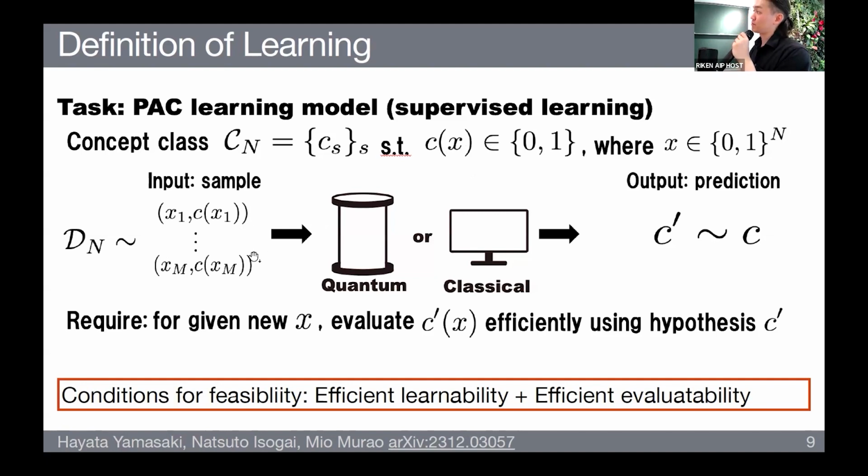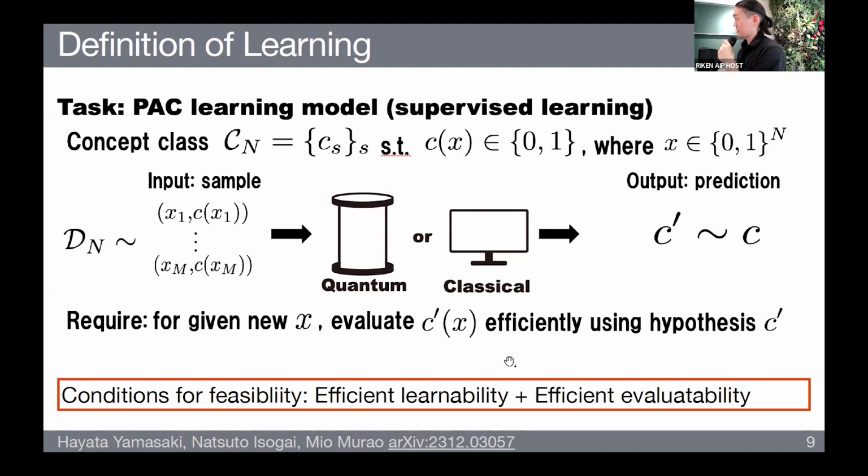We have a polynomial number of input-output pairs from some unknown distribution, which is the true distribution. Then from the given samples, we perform quantum or classical computation to output some prediction, which is also called a hypothesis. The hypothesis is the estimation of the function to be learned, the estimation of the concept. It's not required that C is exactly predicted, but the requirement is that for a new given input, we evaluate our hypothesis efficiently, and this new prediction coincides with that of C with high probability.